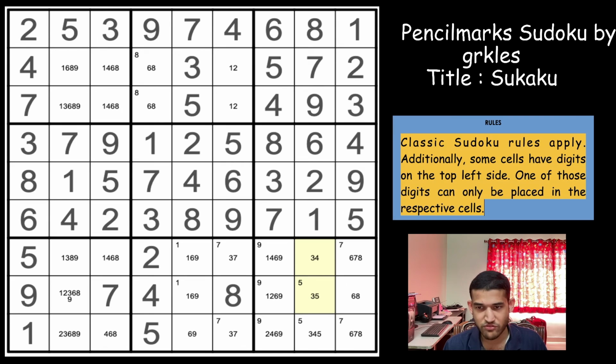That becomes 3 4 5, 3 4 5 6 7 8. So this will be 1 2 and 9. No 6, no 4, 1 2 and 9. Okay, I can remove the 9s from all of these cells. 1 is removed from these cells.